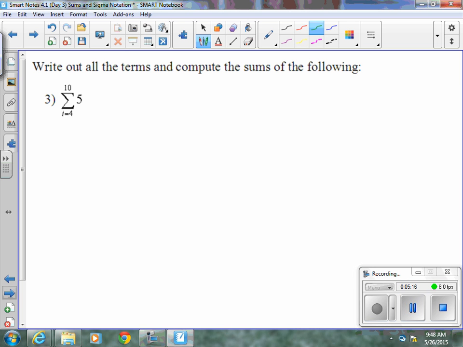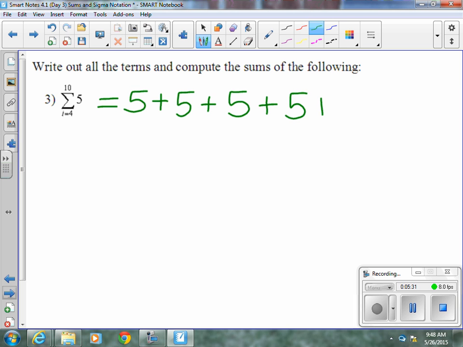There's no i in this summation notation. They want you to add 5 from 4 to 10. So when you plug in the 4, you get a 5. When you plug in a 5, you get a 5. When you plug in a 6, you get a 5. When you plug in a 7, you get a 5. When you plug in an 8, you get a 5. When you plug in a 9, you get a 5. And when you plug in a 10, you get a 5. And 5 plus 5 plus 5, all the way up to 7 5s, is equal to 35.